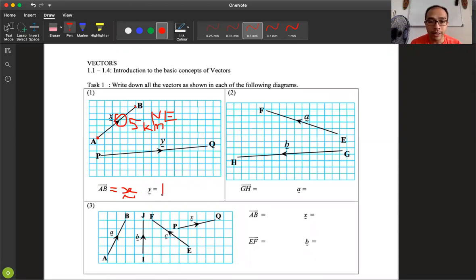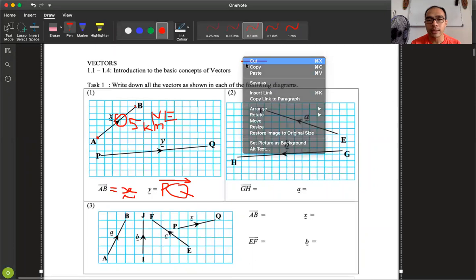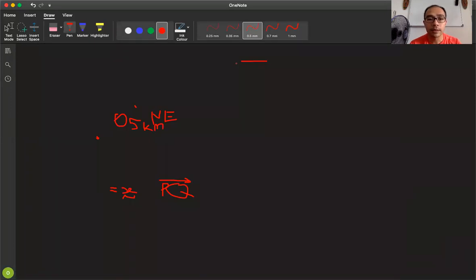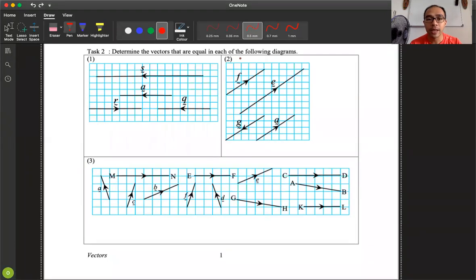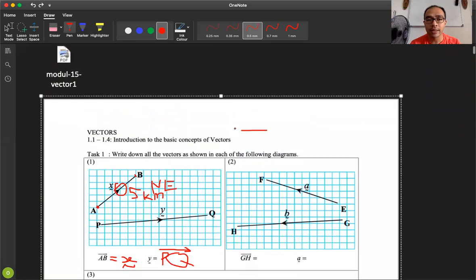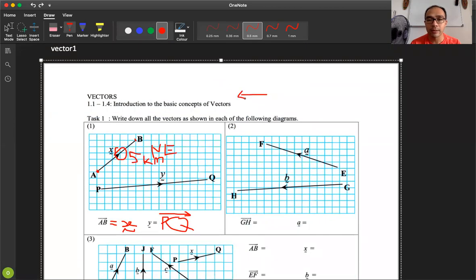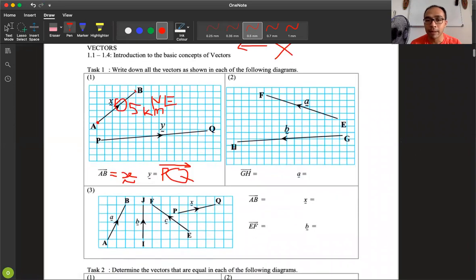So we write it down as P, Q, and then anak panah ke arah kanan. Always ke arah kanan. Nobody writes vector and then writes the arrow ke arah kiri, which is definitely not accepted at this point in time.